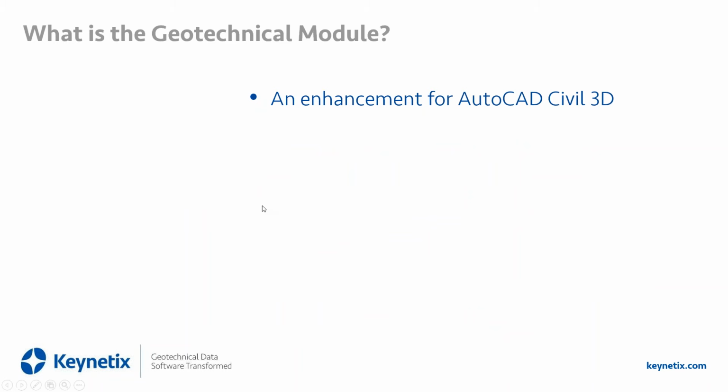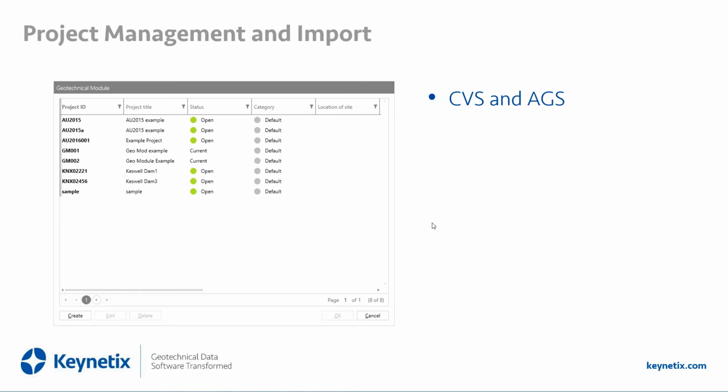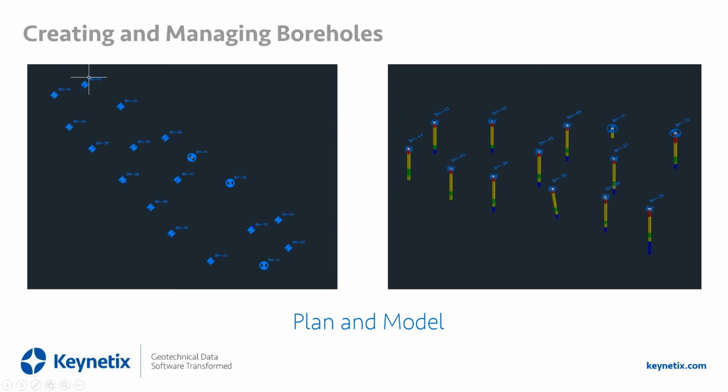So what is the geotechnical module? Well, it's an enhancement for AutoCAD Civil 3D. It's actually supplied by Autodesk, but it happens to be developed by my company, Keynetix. It has a simple project manager where you can import CSV data, AGS data into a project. Once that project has been created, you can link through to it in any drawing and bring those 3D borings and boreholes into your drawing to work with.